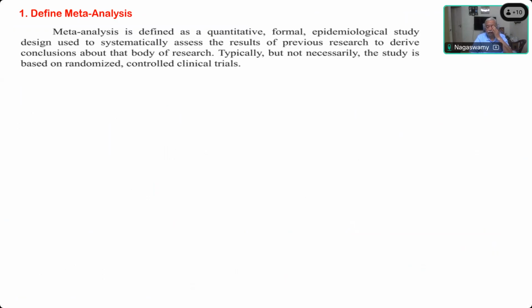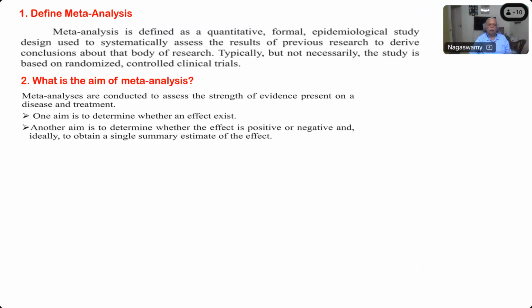So you take a period of, say, 4 years, take a particular topic and see who all have published papers, and then try to collect the information from that and then analyze. That is why it's called meta-analysis. What is the aim of meta-analysis? The aim is to assess the strength of evidence present on the disease and treatment.